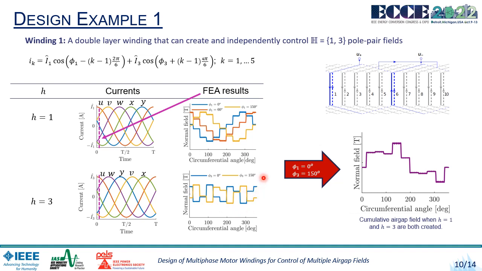This is also run at different angles phi1 and phi3, and you can see the phase shift of the air gap magnetic field components. A simulation is then run with phi1 equals 0 degrees and phi3 equals 150 degrees with both I1 and I3 components, and this is how the air gap magnetic field with both the 1 pole pair and 3 pole pair field looks like.